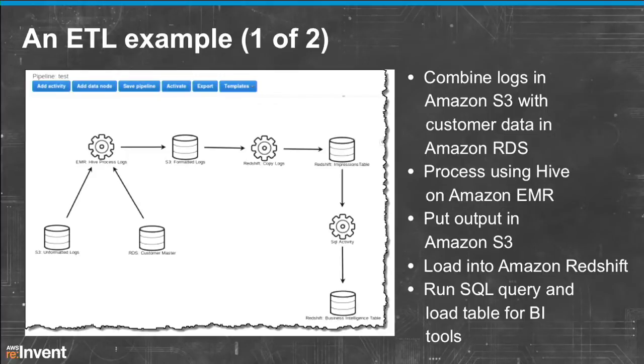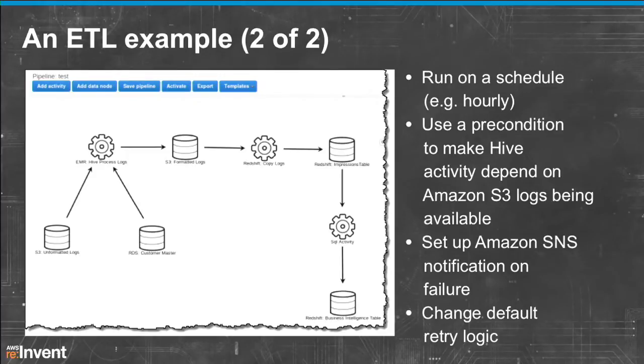So to take it one step further, what we can do with this pipeline is we can run it on a schedule. So we can run it hourly, weekly, with whatever frequency you want, as long as it's something more than 15 minutes. We could attach a precondition so that Hive, for example, depends on the data being available in S3. We can set up notifications with SNS so that if something goes wrong, say on the Hive activity, you can get an SNS notification letting you know something has gone wrong so that you can inspect it.